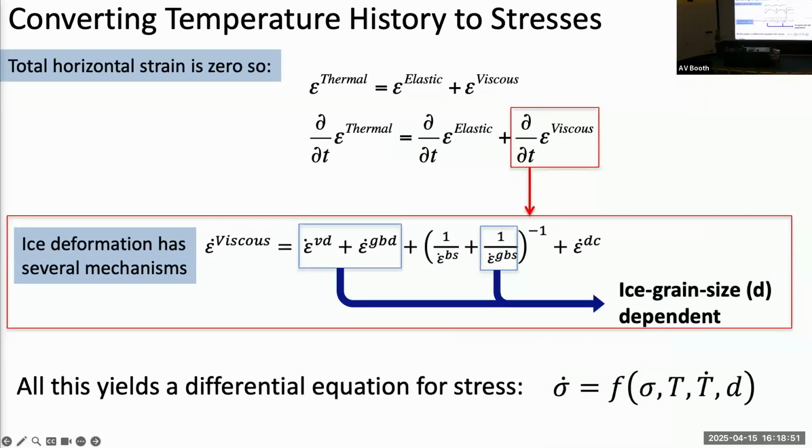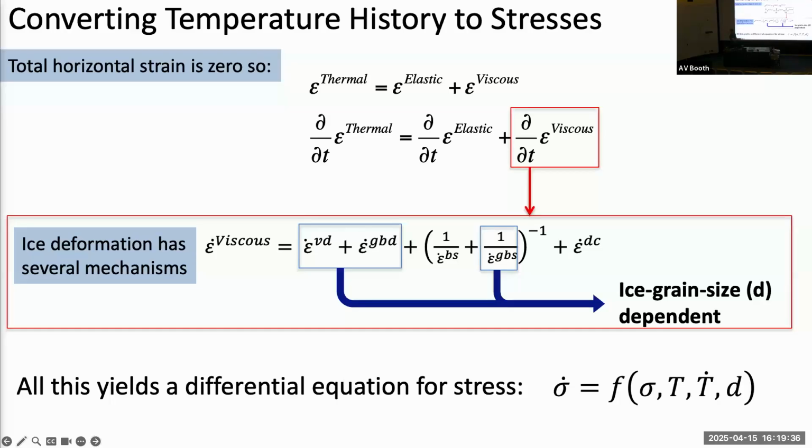I promise this is the only set of equations I'll show, and it's already in cartoon form. The way we put this together is we have thermal strains that have an elastic and a viscous component, and then we can just differentiate all this with time. So the rate of change of these thermal stresses is the rate of change of the elastic stresses plus the rate of change of the viscous stresses. And this rate of change of viscous stress is due to the ice deformation that happens in the same way that glaciers flow downhill or ice caps spread out. Viscous deformation has a bunch of different physical causes, so they're basically added up in a way that looks something like this.